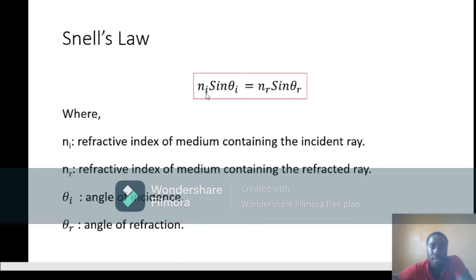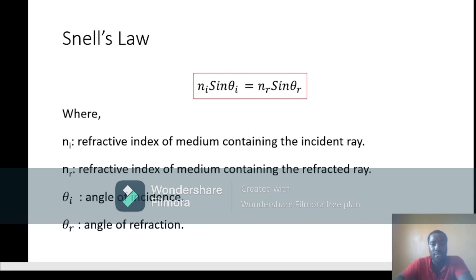Now there is this subscript at the bottom of each refractive index. What this really means is that this is the refractive index of the medium containing the incident ray. So if your light is coming from air to water, the refractive index of air is going to be this one, because that's where the incident ray is. That's where the light is coming from into water. Then there's going to be the refractive index of water, because that's where the refracted ray is going to be.